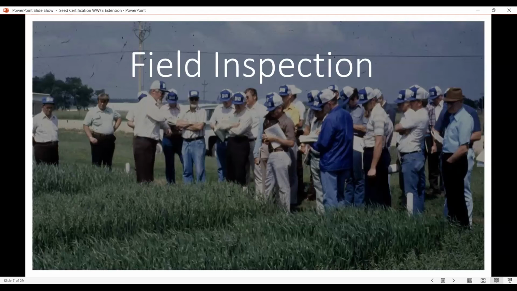Every June, we try and have a field inspector school. We've got about 20 plus inspectors scattered around the state, and these are retired county agents, retired ag teachers, or just individuals that are competent to inspect the fields. And most of these have done it for probably 30 plus years now.